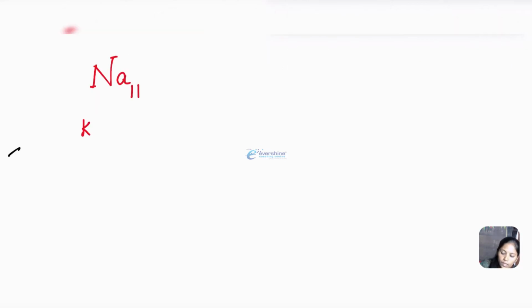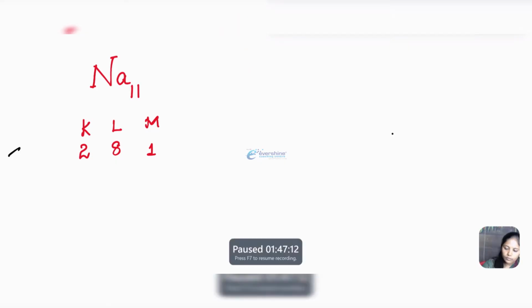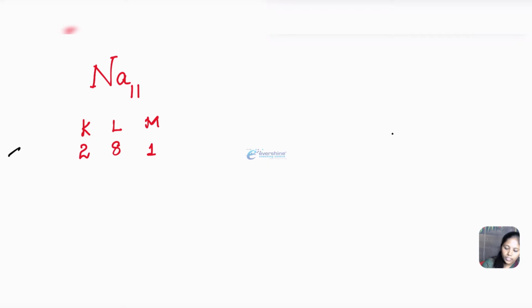Sodium has how many electrons? 11. In the K shell, 2, L shell, 8, M shell, 1. Coming to chlorine, how many electrons does chlorine have? Okay, now let us study formation of ionic compounds. Sodium atomic number is 11. K shell has two electrons, L 8, M 1. Chlorine atomic number is 17. K shell has 2 electrons, L has 8 electrons, M has 7 electrons.